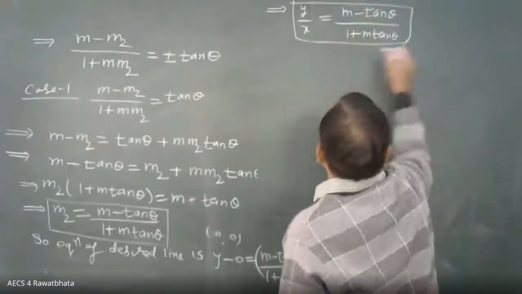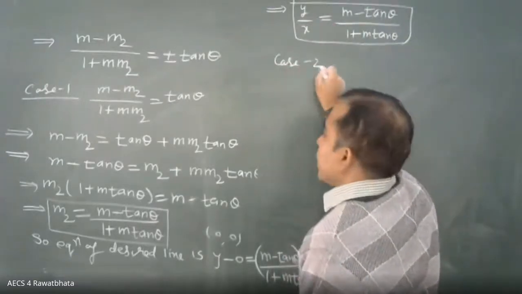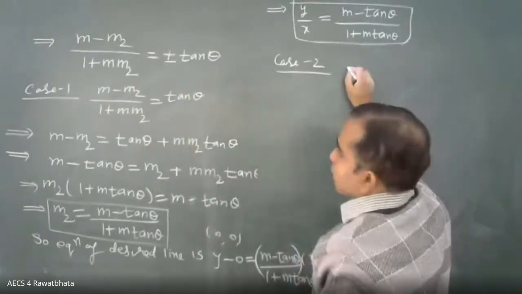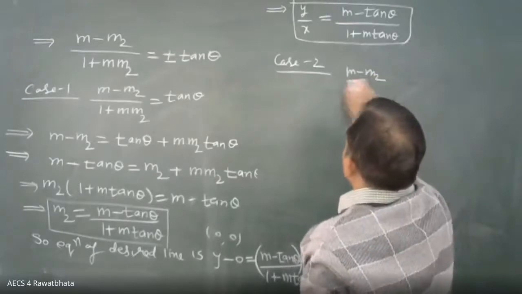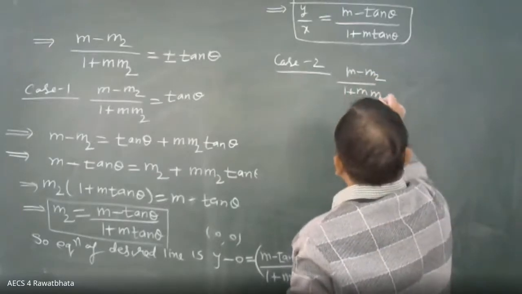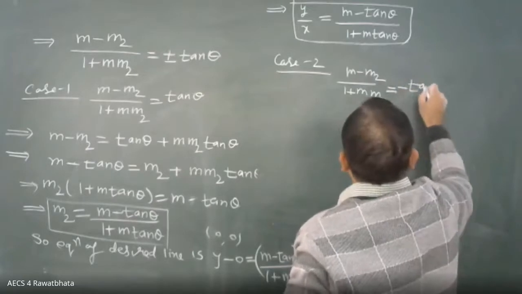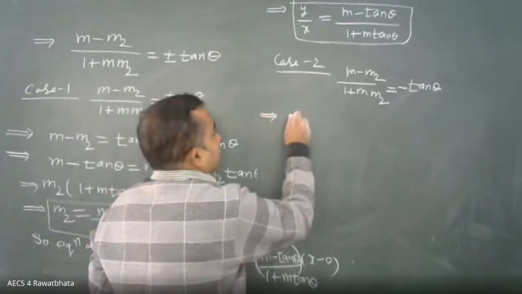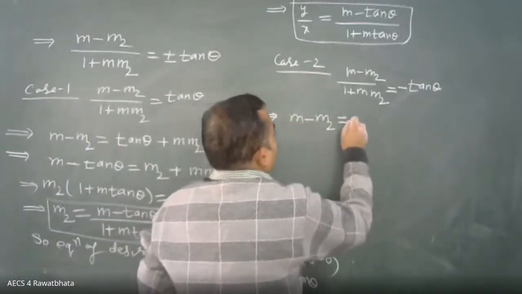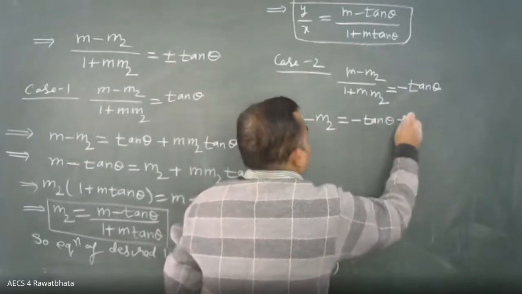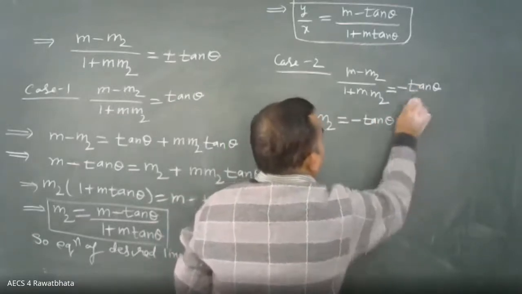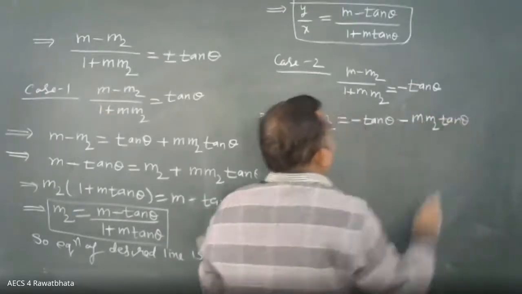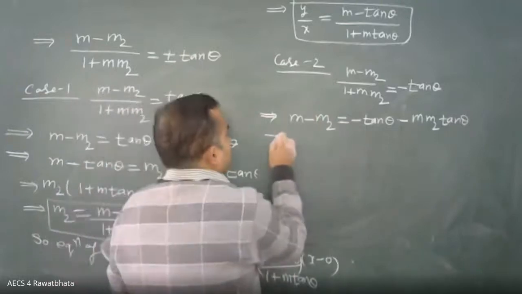This is now case 2. In case 1 I took plus; now you take the minus sign. So m minus m2 upon 1 plus m m2 is equal to minus tan theta. Cross multiply. This will give me m minus m2 equal to minus tan theta minus m m2 tan theta. Take all m2 containing terms on one side, so shifting.